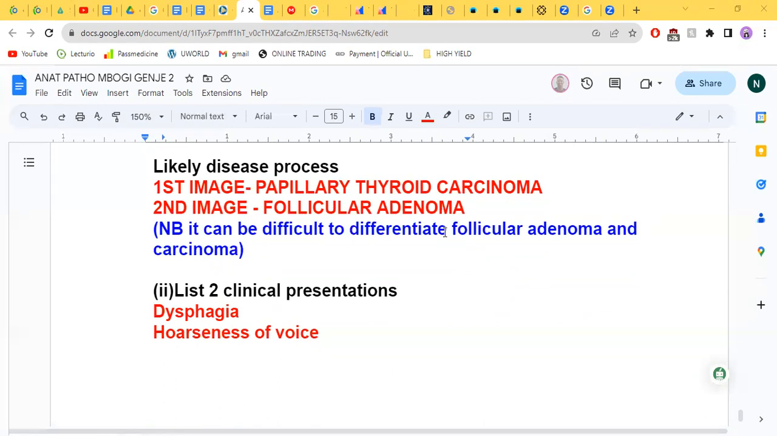These two presenting features are dysphagia, right? Because it has increased in size, it is now blocking the esophagus, impinging or pinching down on the structures of the neck. Also hoarseness, because it's probably pinching the recurrent laryngeal nerve, which supplies innervation to the muscles of the voice box. Next.